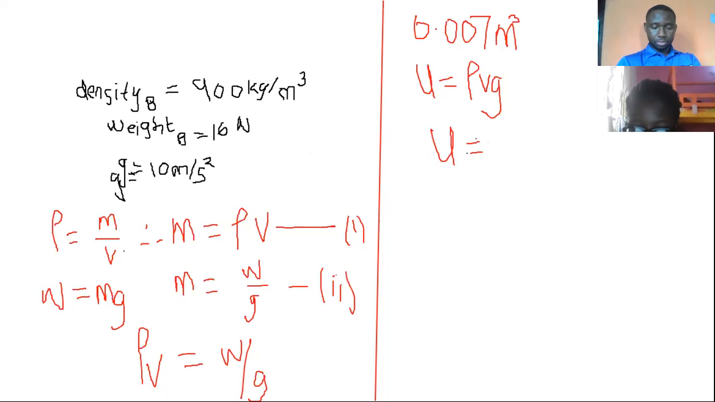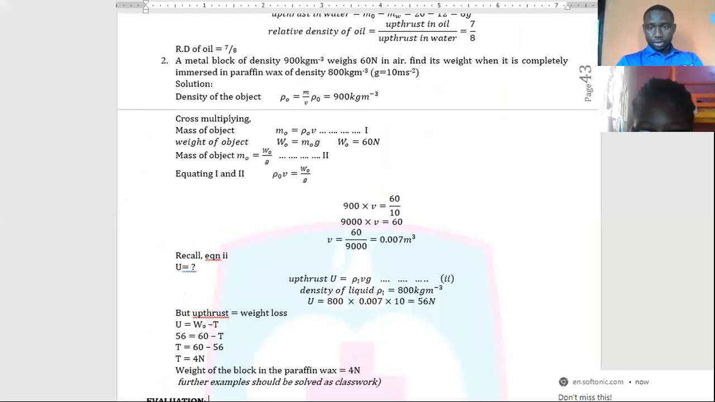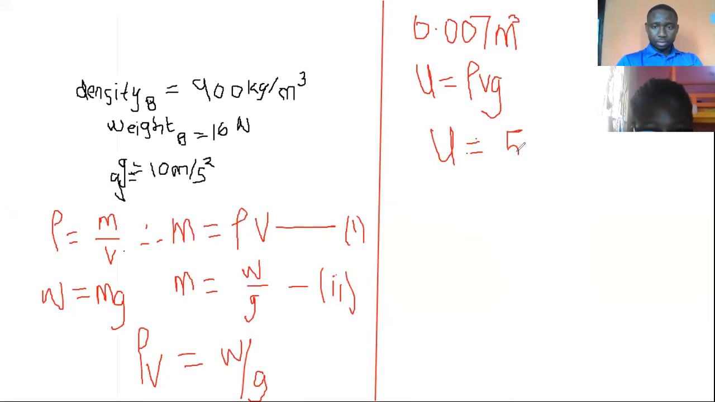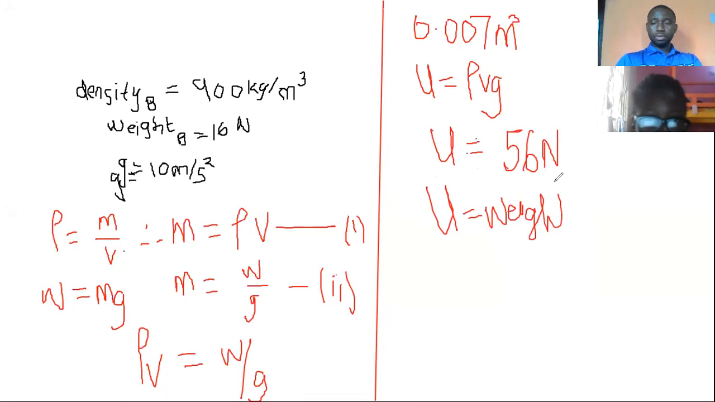Fifty-six. So 56. Okay, 56 Newton. Now, we know that upthrust is similar to weight loss. Upthrust is also similar to weight loss.